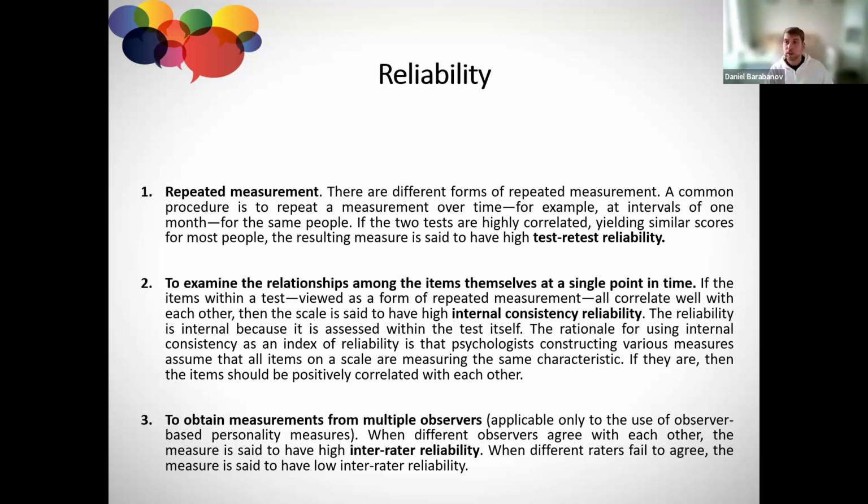It's important to know that the scale you're using for measuring a certain personality trait measures this exact trait, right? Not several traits, only one trait. And the third way is to obtain measurements from multiple observers, right? So you can basically compare the results of observation and measurement done by different observers. And again, if the results are almost the same, it says that reliability is high. And if different people got different results, reliability is probably quite low.